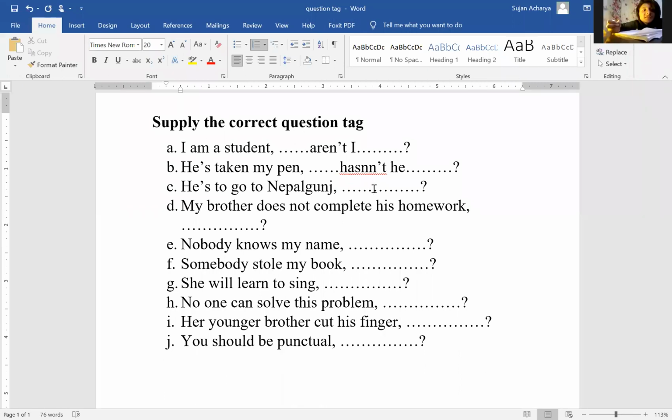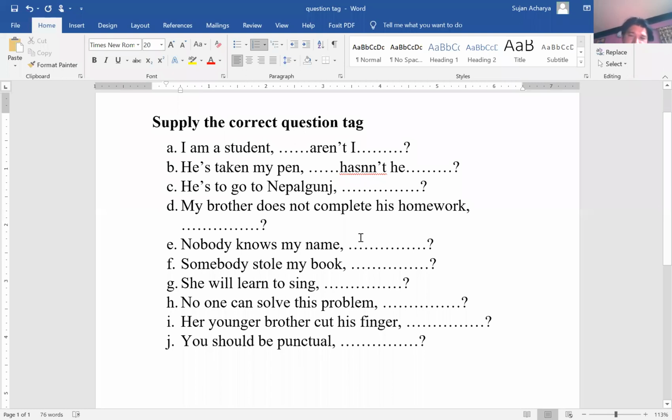Hasn't, I think. Now here, he has to go to Nepalganj is also possible. He is to go to Nepalganj is also possible. Isn't he to go to Nepalganj, right? He has to go to Nepalganj. Hasn't he to go? Sorry, doesn't he? He has to go. Doesn't he have to go? Doesn't he is also possible. Isn't he is also possible. Is it is or is it has? We don't know, so we can have both answers. He is to go to Nepalganj, isn't he? He has to go to Nepalganj, doesn't he? He does not have to go to Nepalganj. Doesn't he have to go?